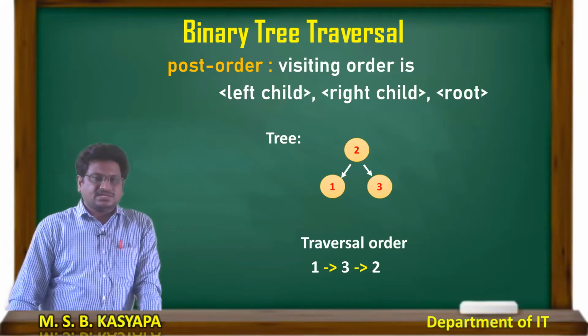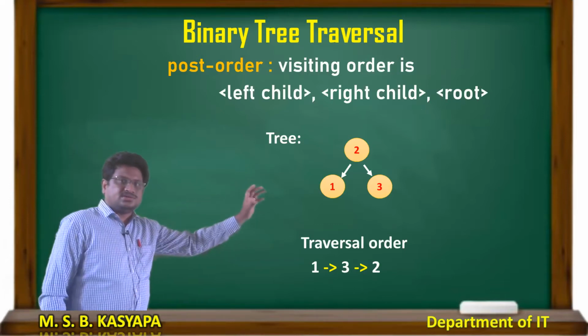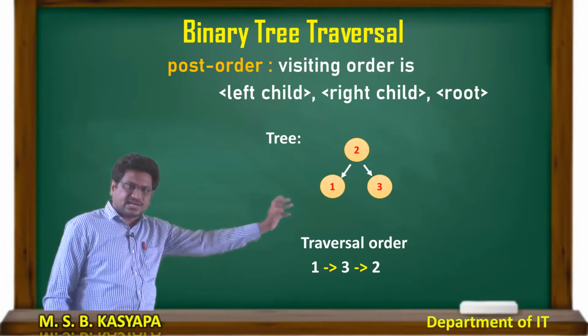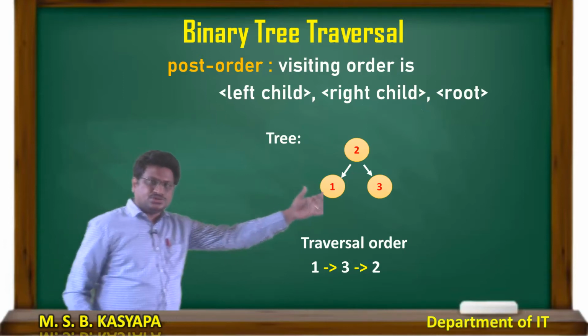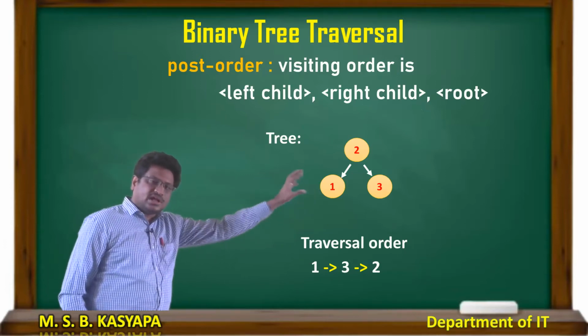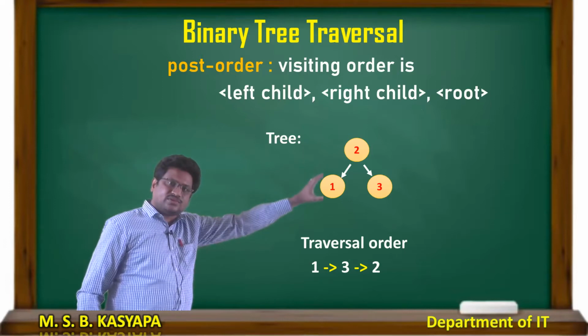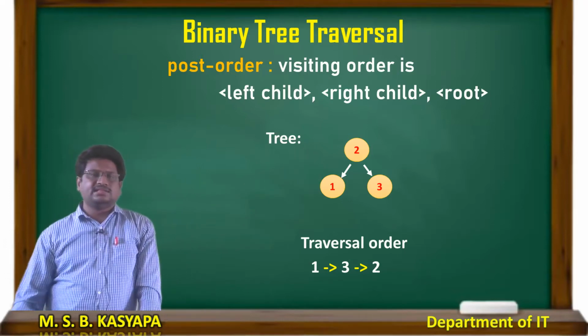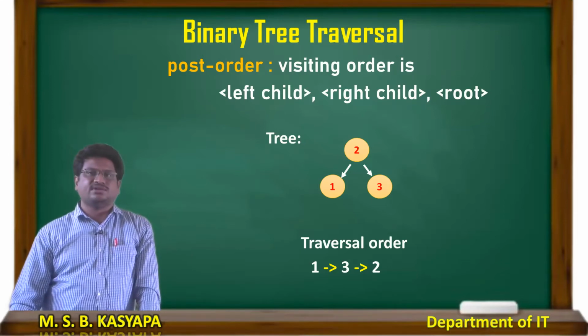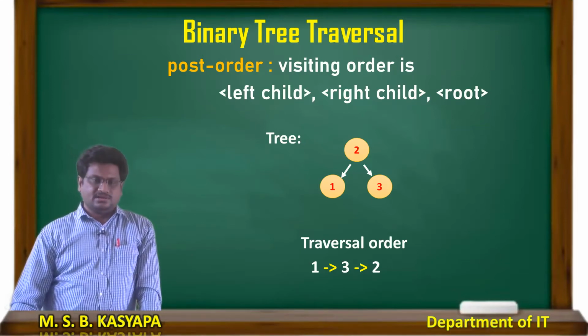Now let's see the process step by step. If my tree is 2, 1, 3, first I have to visit the left child, that is 1. Then I visit the right child, that is 3. So 1 and then 3. After that I visit the parent node, so 1, 3, 2. Like that I have to visit each and every node in a complete tree.